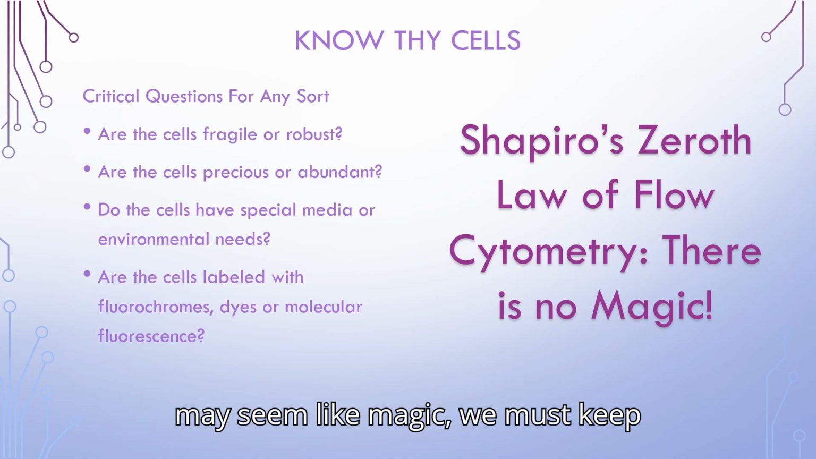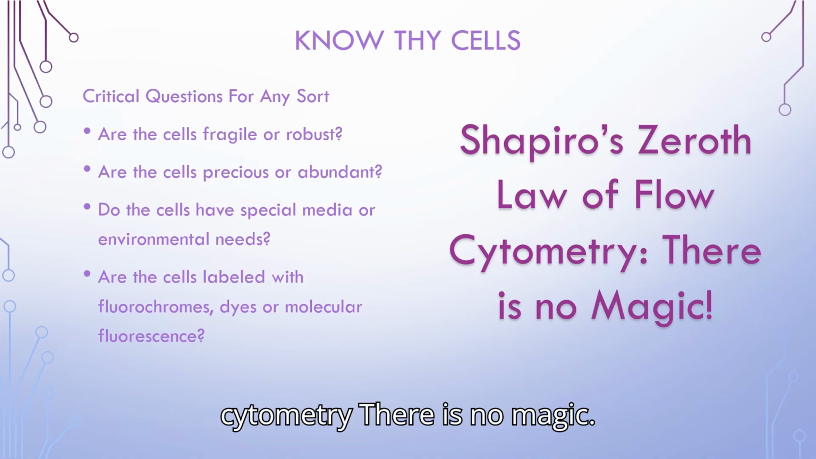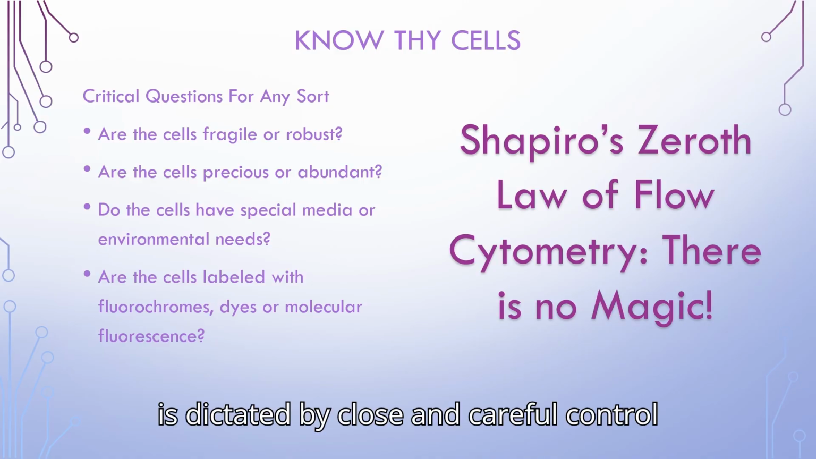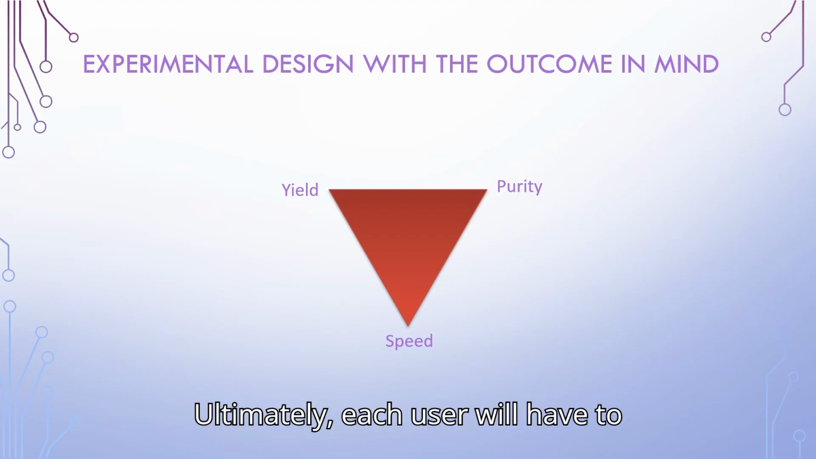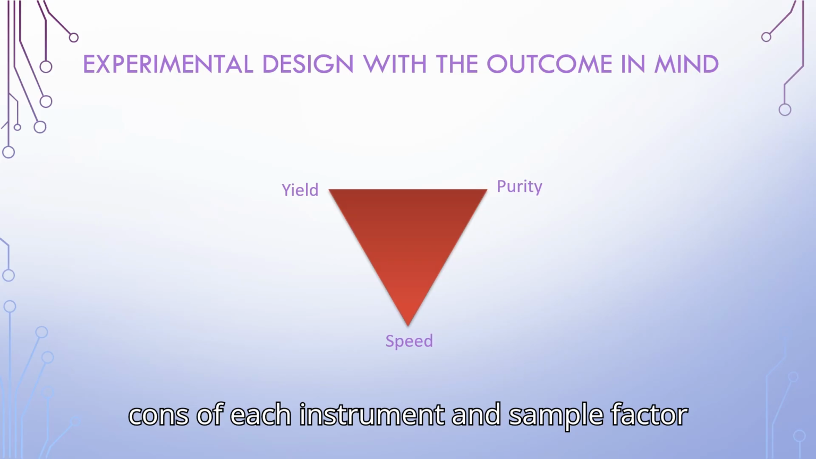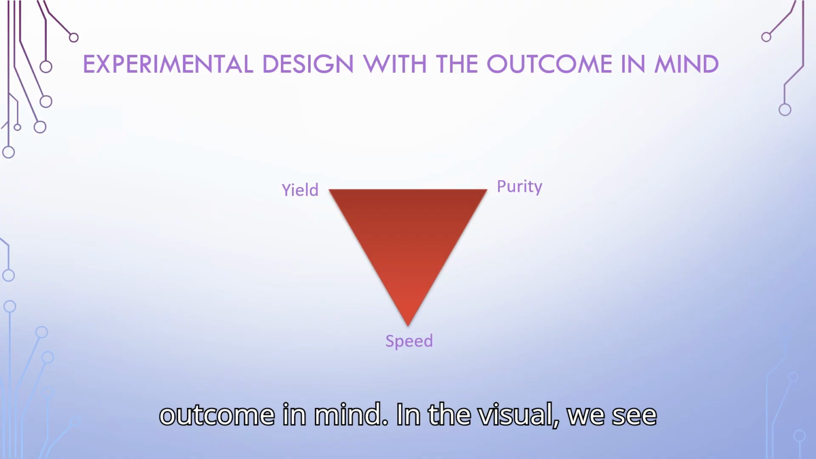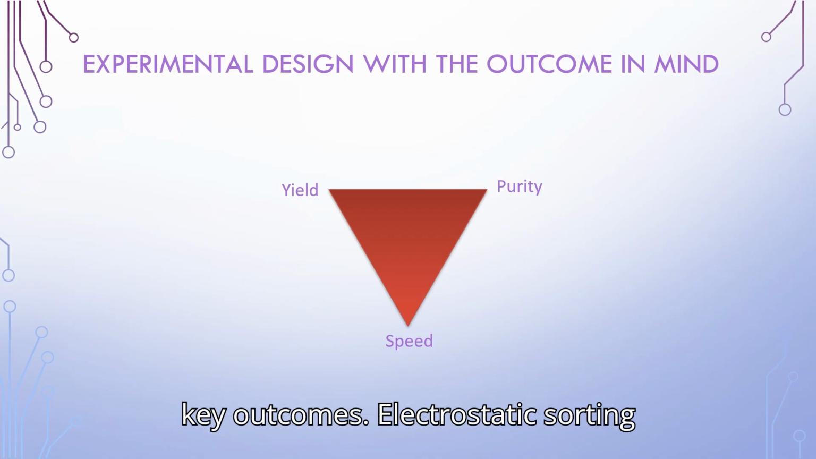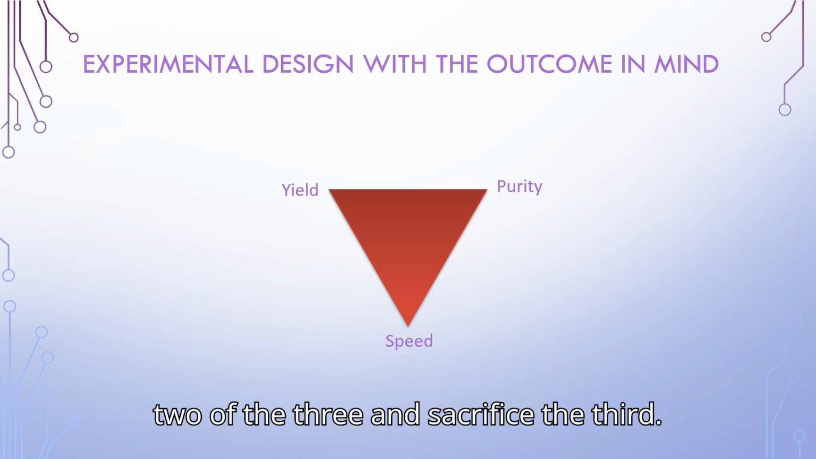While it may seem like magic, we must keep in frame Shapiro's zeroth law of flow cytometry. There is no magic. Every outcome of our sorting workflow is dictated by close and careful control of both our sample and our sorter. Ultimately, each user will have to dedicate time to determining the pros and cons of each instrument and sample factor that they can control with their desired outcome in mind. In the visual, we see the competing relationship between some key outcomes. Electrostatic sorting will invariably require you to prioritize two of the three and sacrifice the third.